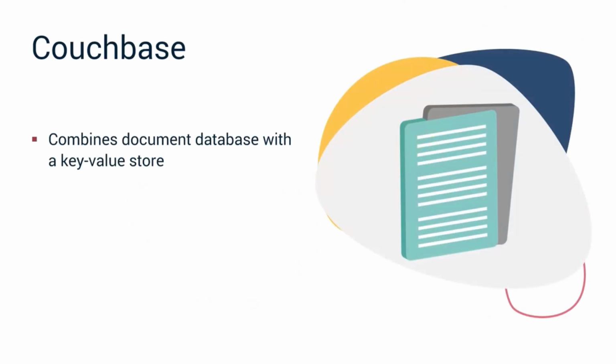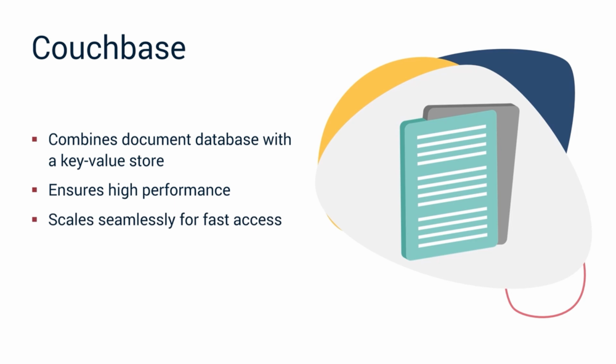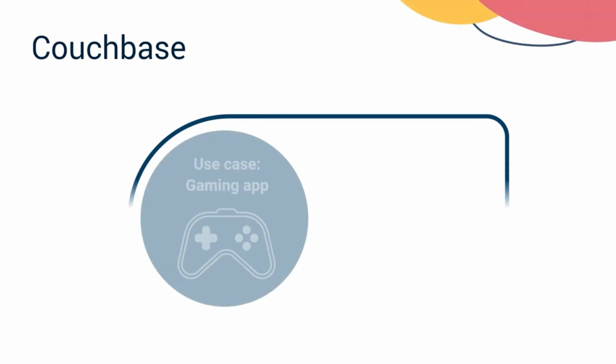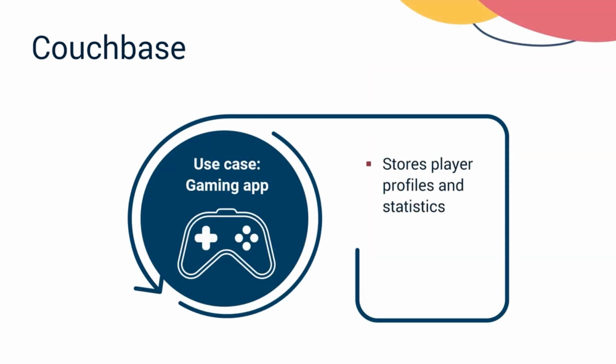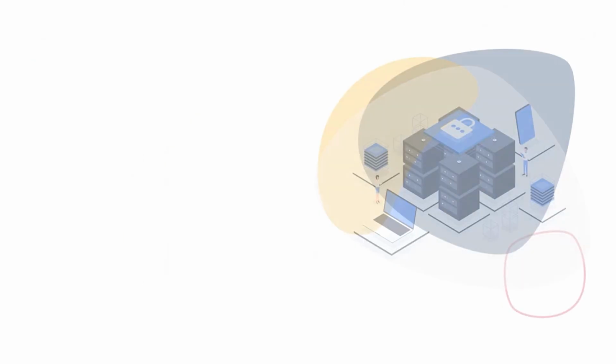Couchbase combines a document database with key value store capabilities. It is designed for high performance and scalability, making it ideal for fast data access applications. In a gaming app, Couchbase efficiently stores player profiles and game statistics, ensuring quick access to frequently accessed data.